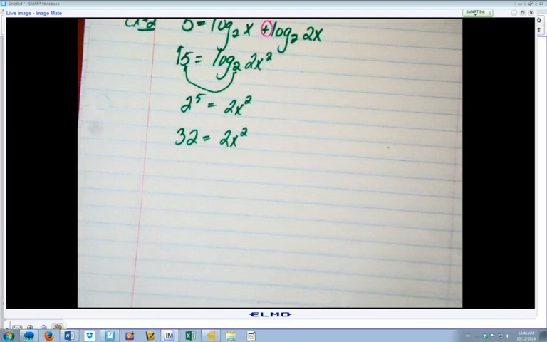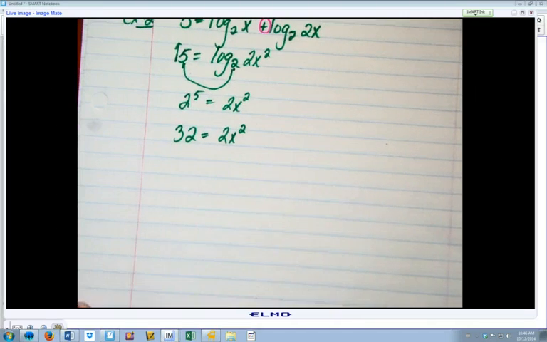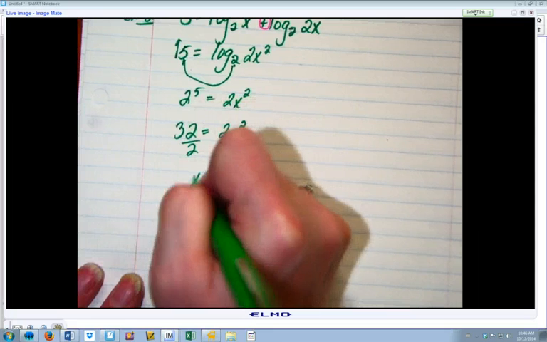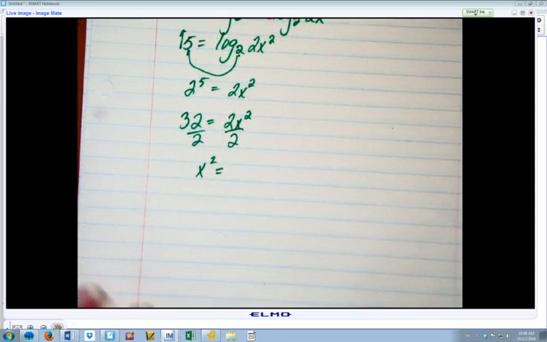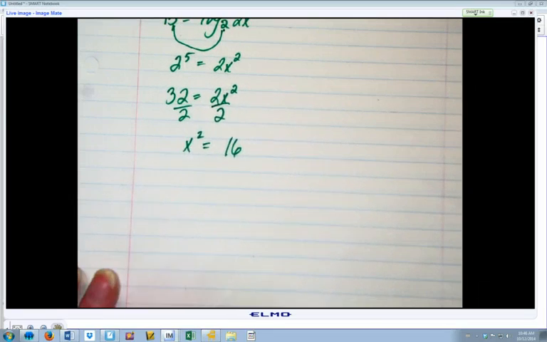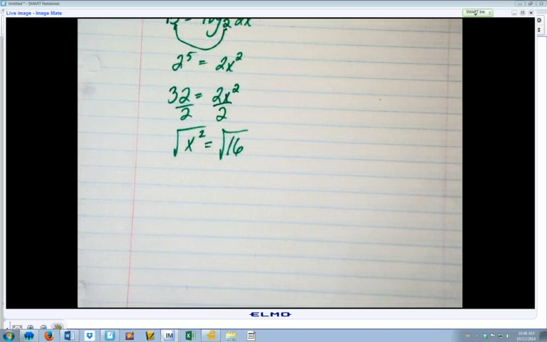This is quadratic. How many ways are there to solve a quadratic? They are factoring, square root, completing the square, graphing, quadratic formula. Which one would you like to do? I would not want to factor. I would want a square root because we don't have an x, we just have an x squared. So let's get rid of the 2. Oh, what goes in front of the square root?